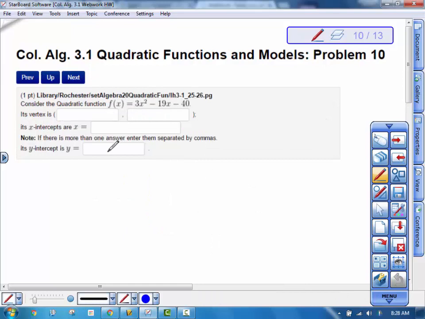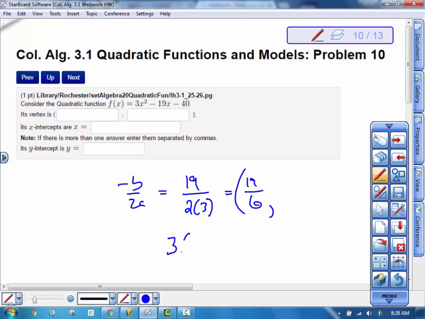Another problem with vertex and x-intercepts. Vertex is at negative b over 2a, which would be, in this case, negative negative 19, which is positive 19, over 2 times 3. So it would be 19 over 6. And then I have to plug that back in, which I know is a lot of work. You can use your calculator for this if you want. But it's 3 times (19 over 6) squared minus 19 times 19 over 6 minus 40. If I do that in my calculator, that gives me negative 841 over 12.